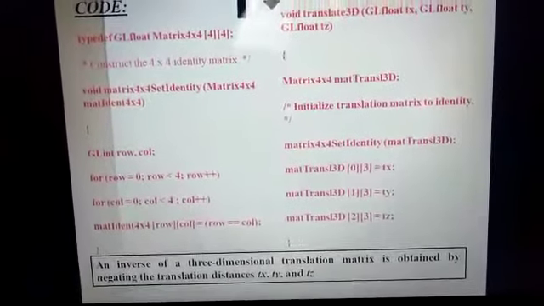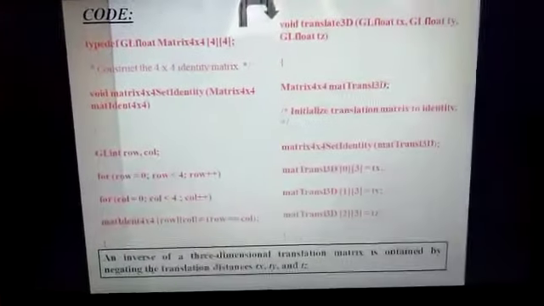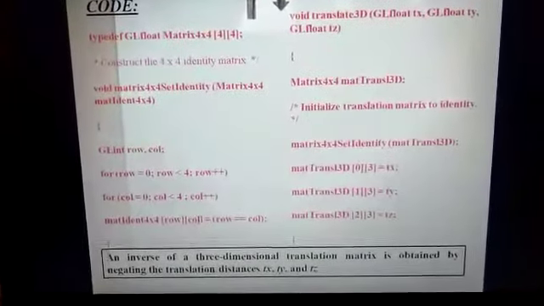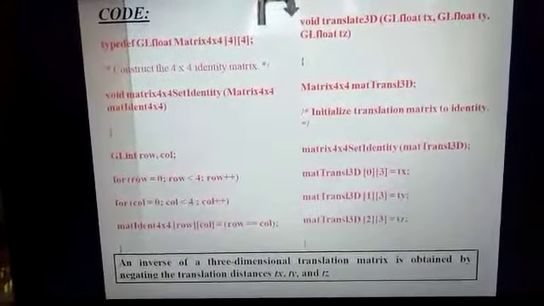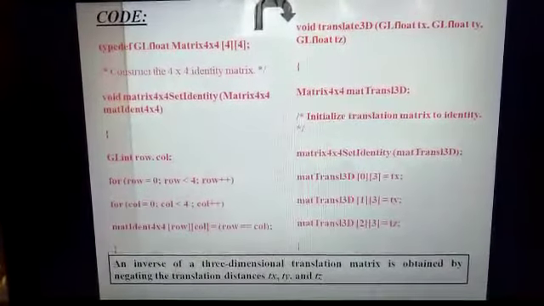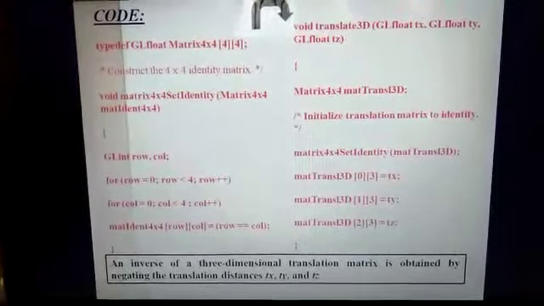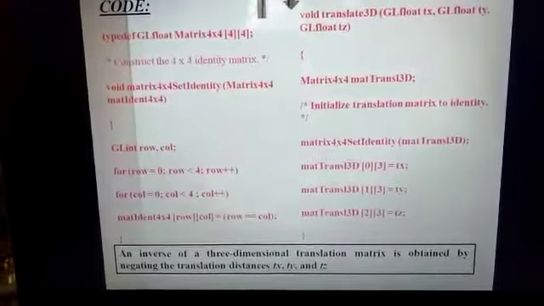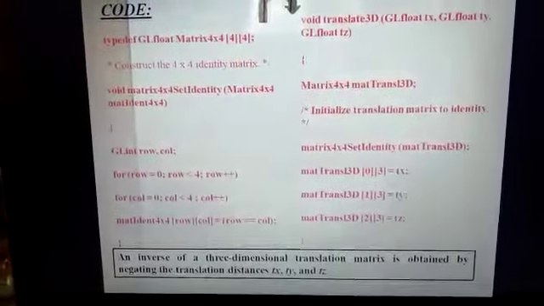As we already know, inverse translation is nothing but a translation in the opposite direction. So here also we have an inverse translation, where the inverse of a 3-dimensional translation matrix is obtained by negating the translation distances, that is minus tx, minus ty and minus tz.